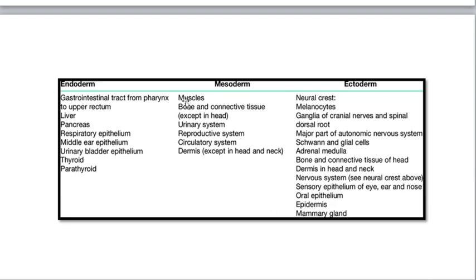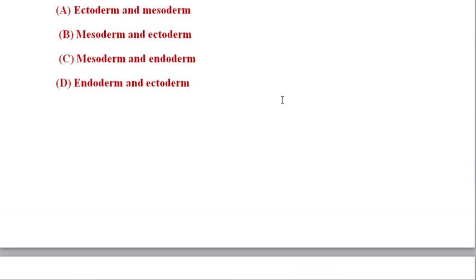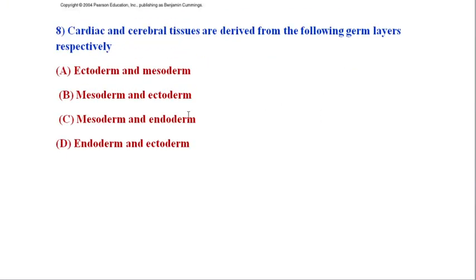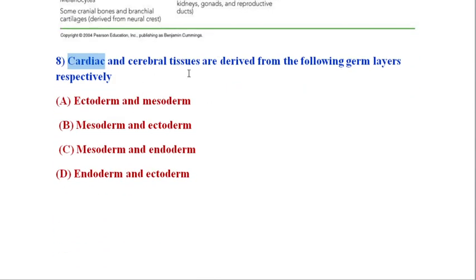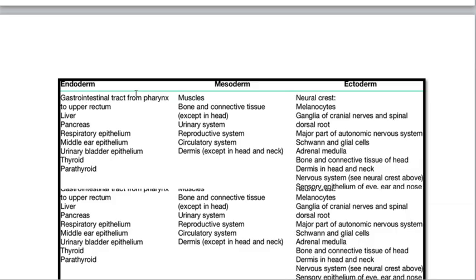Okay, from mesoderm, bone, muscle, connective tissue, urinary system, reproductive system, circulatory system, and dermis will be coming from mesoderm. Okay, so dermis of head and neck will be coming from ectoderm, and the rest will be coming from mesoderm. And from endoderm, gastrointestinal tract from pharynx to upper rectum, your liver, pancreas, respiratory epithelium, middle ear epithelium, urinary bladder epithelium, thyroid gland, parathyroid gland will be coming from the endoderm. Okay, so cardiac tissue will be coming from mesoderm, and cerebral tissue will be coming from ectoderm. That is all your nervous tissue.